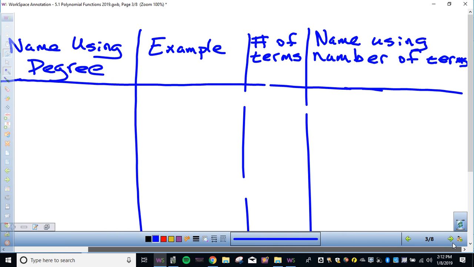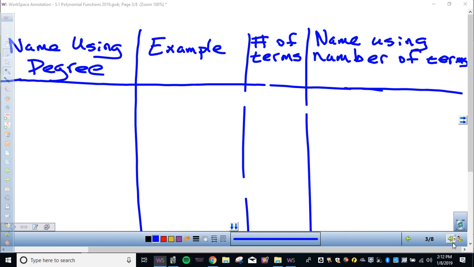Name using number of terms is the second one. And then we'll fill this chart out once you're done writing the headings down.